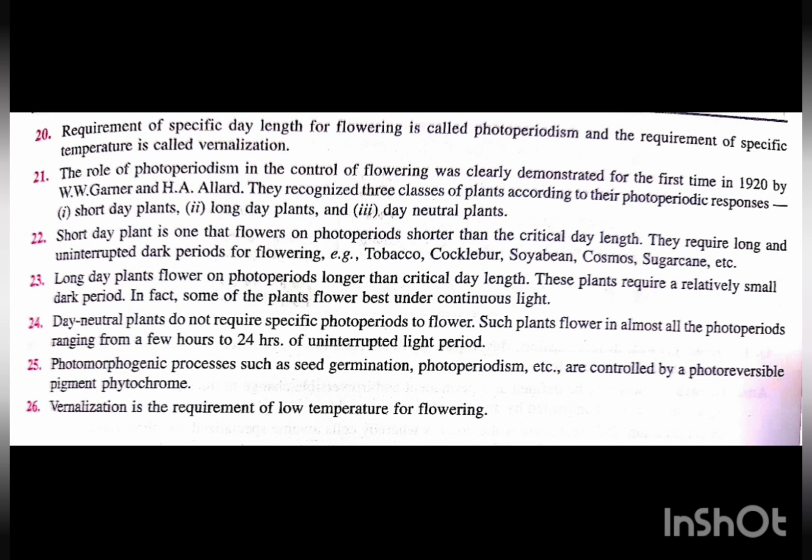Photomorphogenic processes such as seed germination and photoperiodism are controlled by the photoreversible pigment phytochrome. And what is vernalization? Vernalization is the requirement of low temperature or chilling treatment for induction of flowering. Okay, so these are some important points on the chapter plant growth and development.